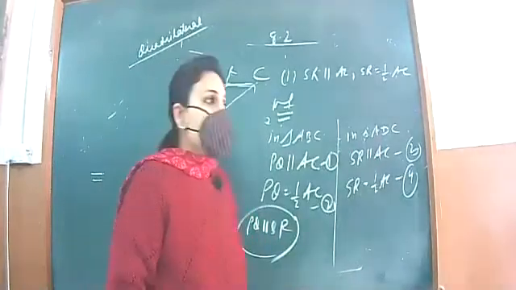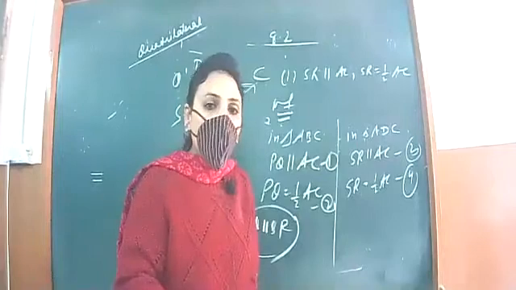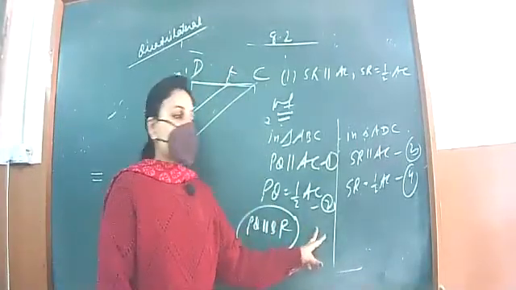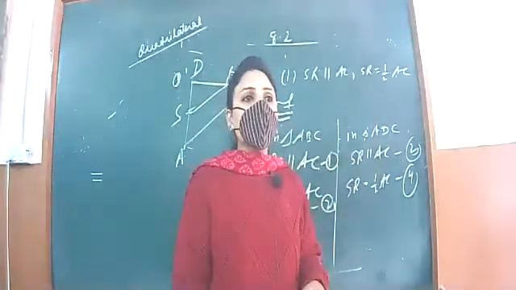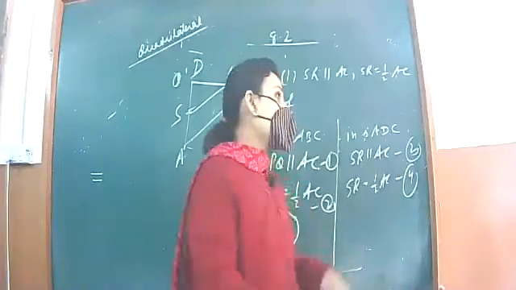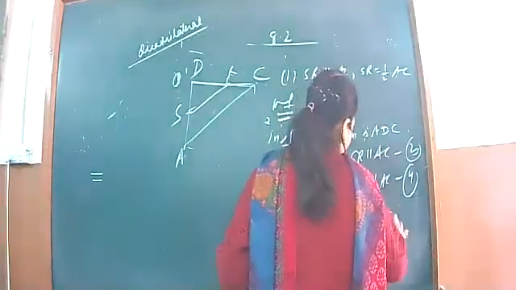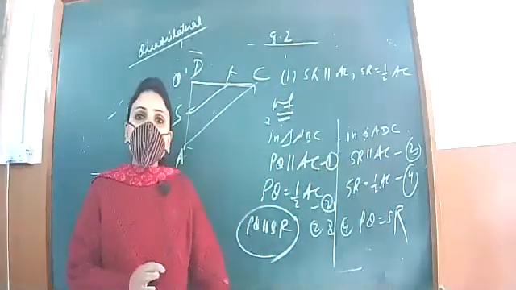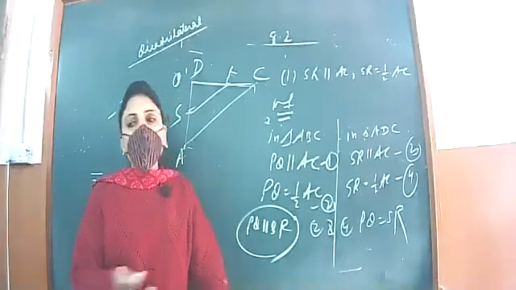And you know Euclid: things which are equal to the same thing are equal to one another. PQ says I am equal to half of AC. SR again says I am also equal to half of AC. So what does it mean? PQ equals SR. From 2 and 4, PQ is equal to SR. So in this question, we have applied which theorem? Midpoint theorem.